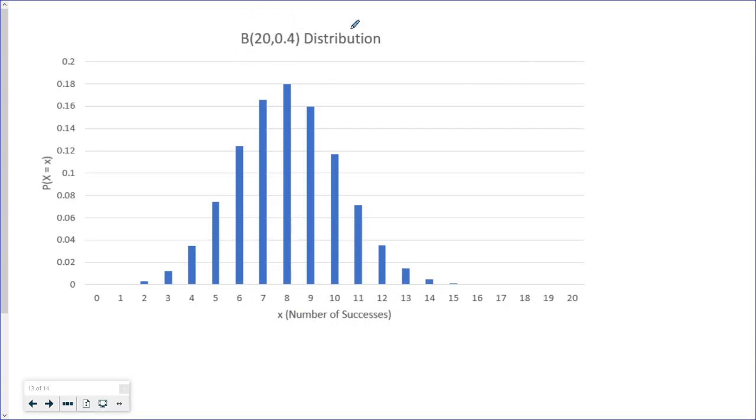In example 6, we're working with a random variable x, which follows a binomial distribution with 20 trials, and the probability of success on each trial is 0.4. So we're doing 20 trials, and x is going to be the number of successes that we've got. Well, it might be useful actually to have a look at what this distribution looks like.